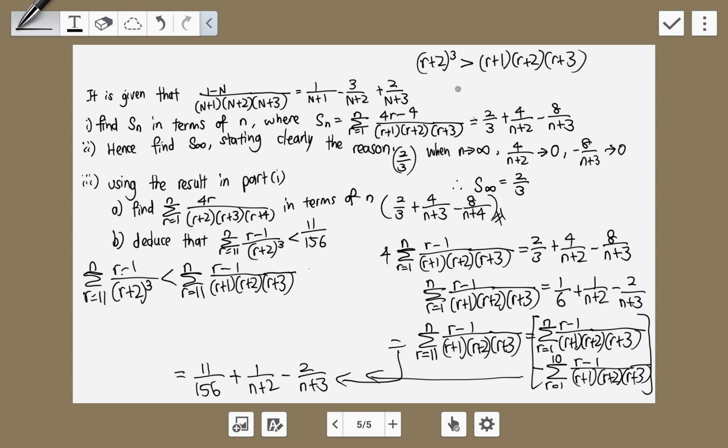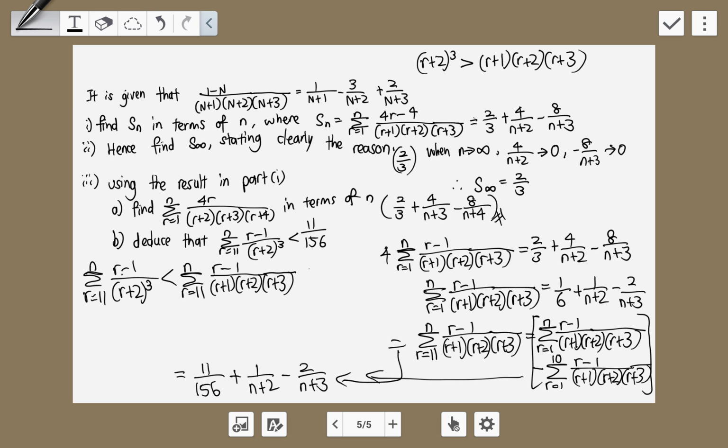For example, 3 plus 2 is 5, 5 cubed is 125, and is it greater than, if you take 3, this is the 3, so this one is 4 times 5 times 6. Is this greater than this? 4 times 5 is 20, 20 times 6 is just 120. Indeed, okay, this is great. But to prove it, maybe you need more than that. But let's prove it at the end.